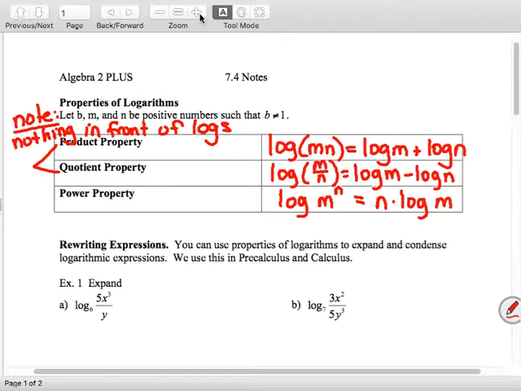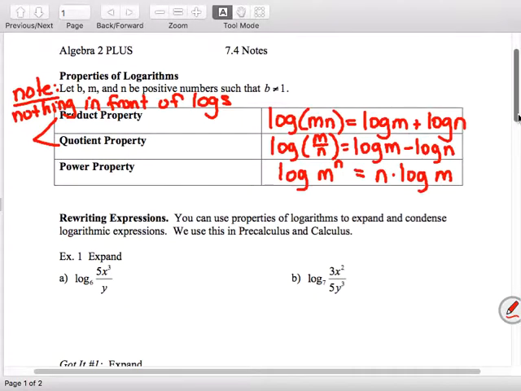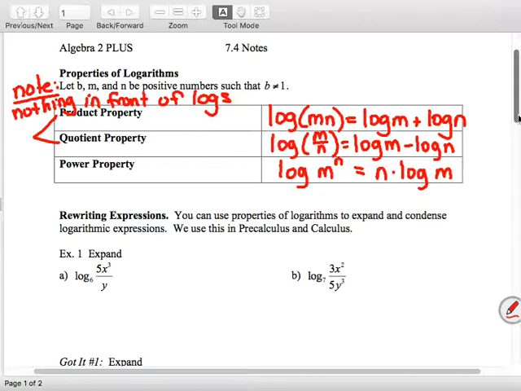So we're going to do some practice, then we're going to do some extra marker board practice and just get a little bit comfortable. Right now it should feel a little uncomfortable, a little confusing, like what are you talking about? Rewriting expressions. You can use properties of logarithms to expand and condense logarithmic expressions. We're going to use this in 7.5 when we solve logarithmic equations.